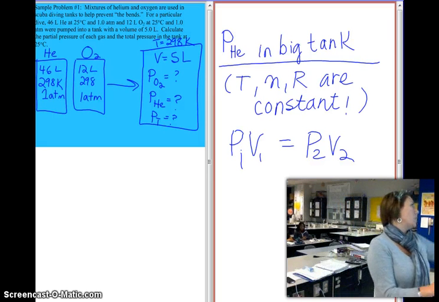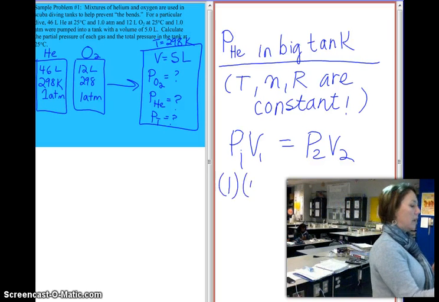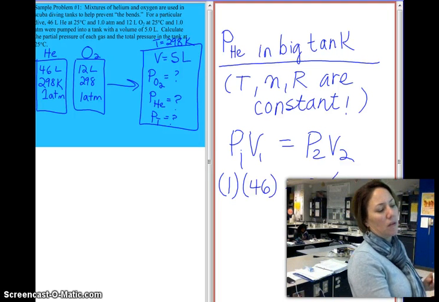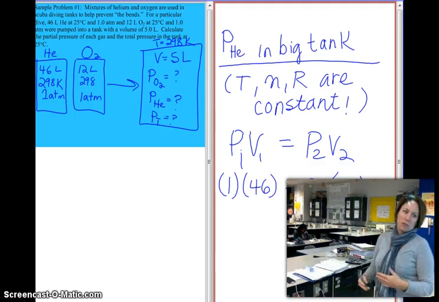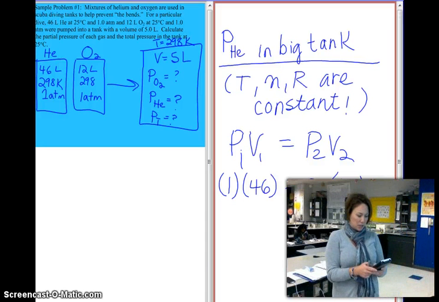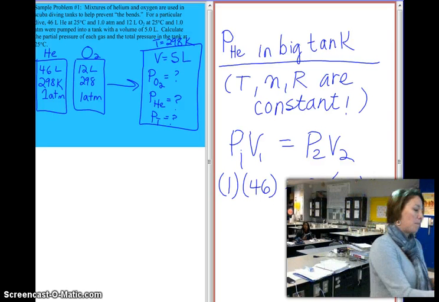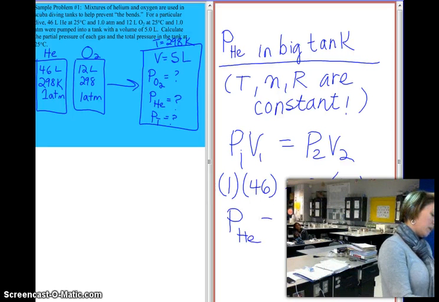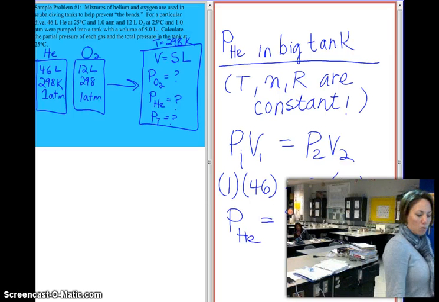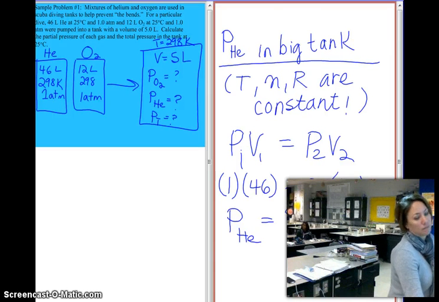So originally our pressure of helium was 1 and our volume was 46 liters. What will the new pressure be when the volume is 5 liters? That's what we're going to solve for, and that will give us the partial pressure of helium inside the tank. So 46 divided by 5 gives us our partial pressure of helium in the big tank to be 9.2 atmospheres. We'll do the same thing for the oxygen.